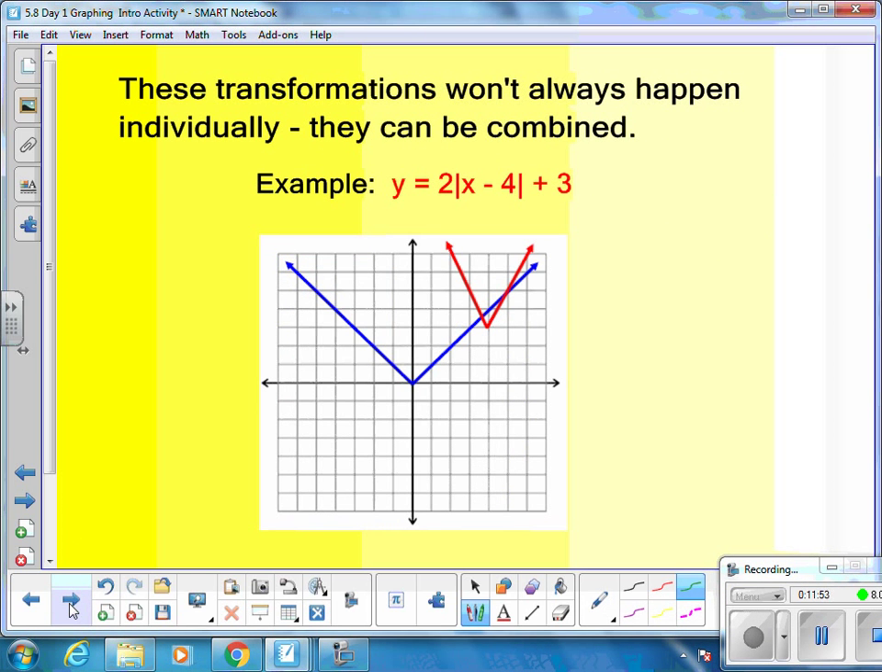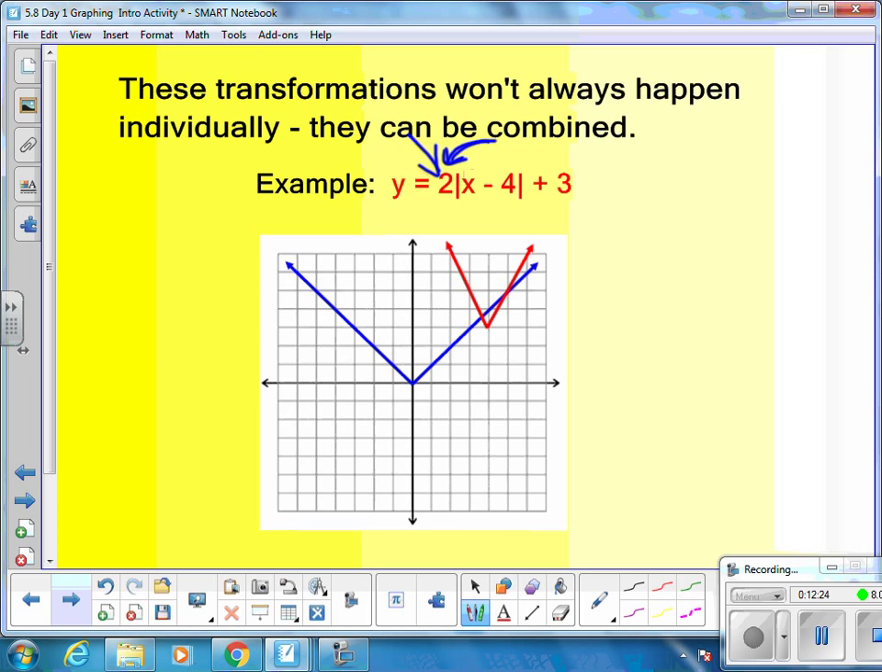And here's a couple of examples. These transformations don't always happen separately. They can all be combined at the same time. So I can look at this. In blue is my parent equation. But I look at this one and I can see, okay, it's a 2. And remember, if my coefficient was larger than 1, my graph kind of shrunk. It tightened up a little bit, got more narrow. It is positive, so that tells me that it is going to be in quadrant 1 and 2.